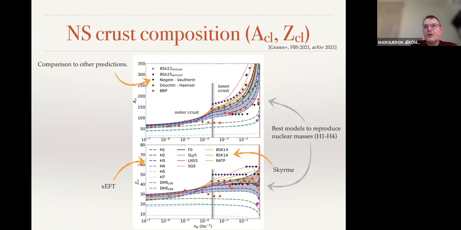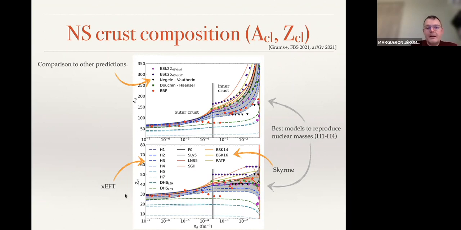Okay, so just to finish, I'm more or less on time. We made a comparison of our predictions. Our best models are the Chiral-EFT ones, which have been selected against the nuclear data, and these are represented by this gray band. These are the H1 to H4 models. This is the mass and the charge of the cluster that we confront against previous calculations.